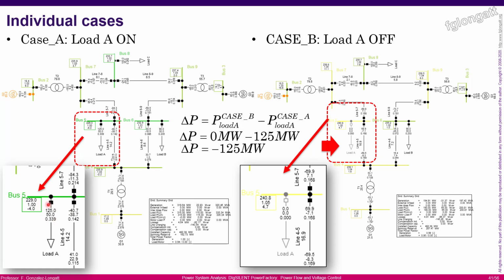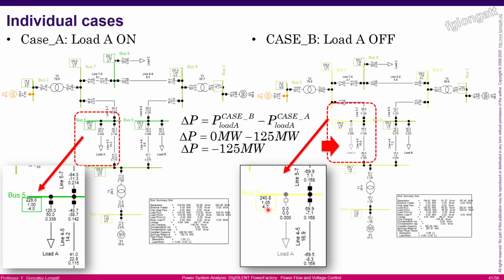That is the active power on load A. And here we have a voltage of 1 per unit, minus 4 degrees. Then when we run case B, it shows that the load is open, which means 0 megawatts going to load A. But there are many changes. One of them, you can see here, the voltage now is 1.05 per unit, and the angle is 1.7.